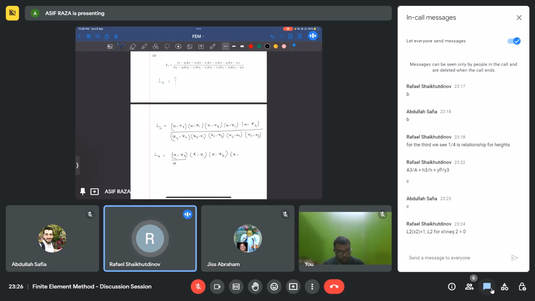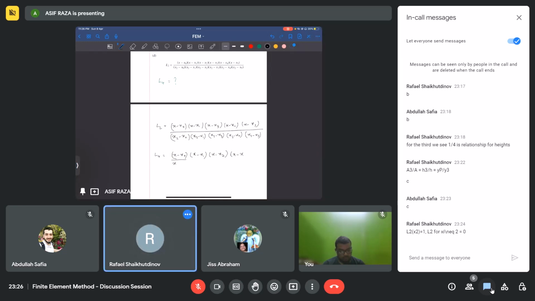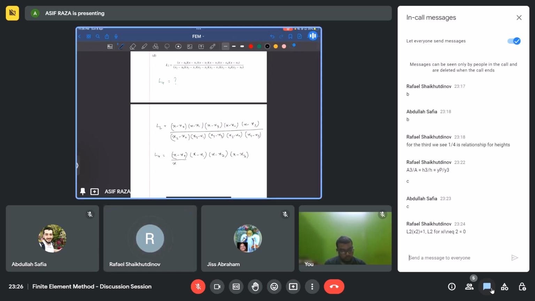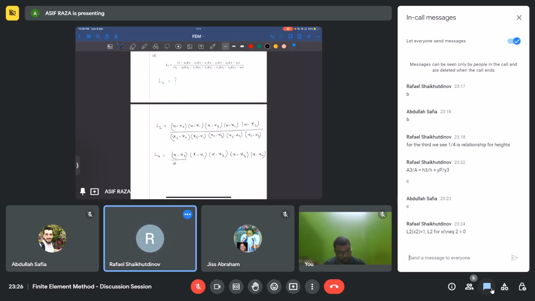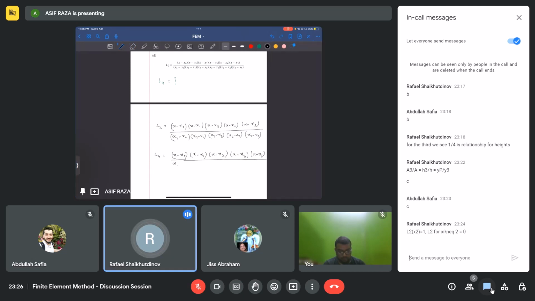There's no x4. What about x2? X3 is there. What about x2? X2 is there. X4 is not there. There should be x5. The idea here is that x minus x4 will give us 0 in the denominator.